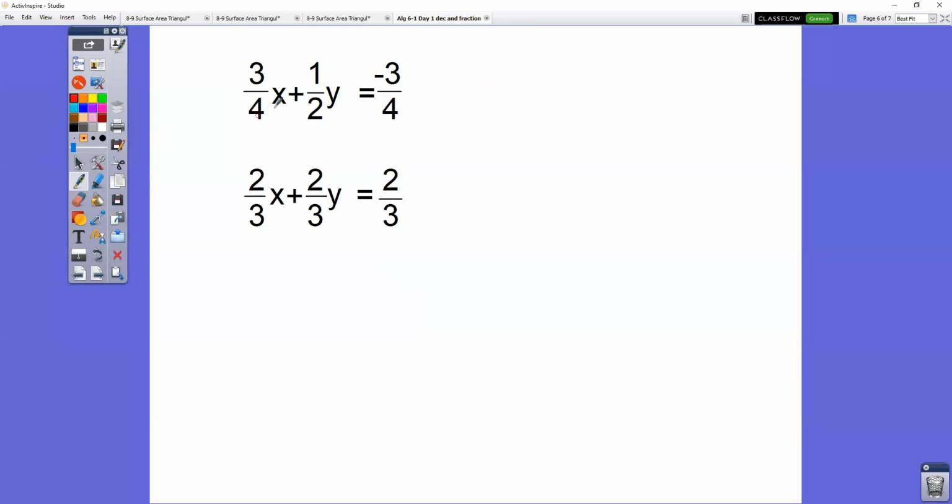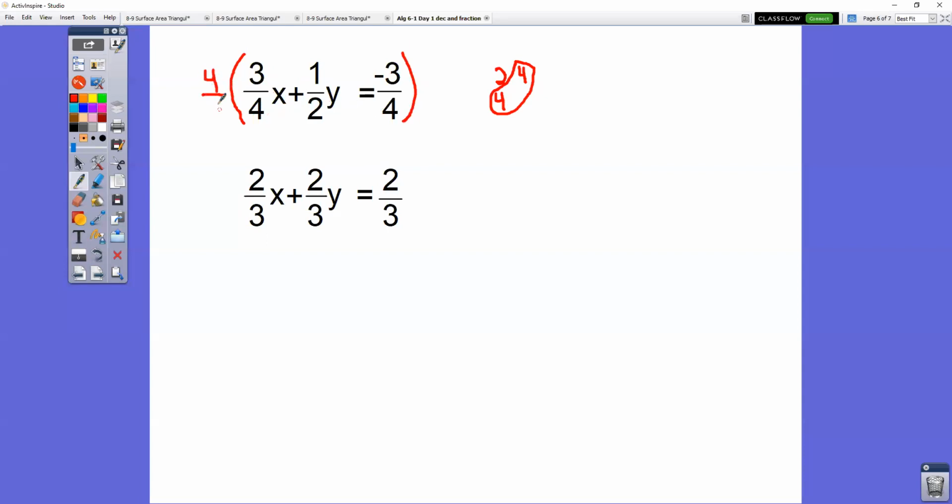In this top one, we have 4s and we have 2s. So I want to count by 4s and I want to count by 2s. 2, 4, I could stop right there. All right. So I'm going to multiply this whole top equation by 4.